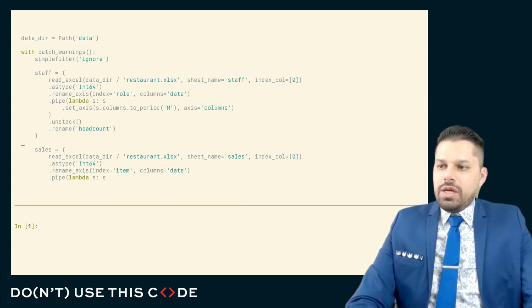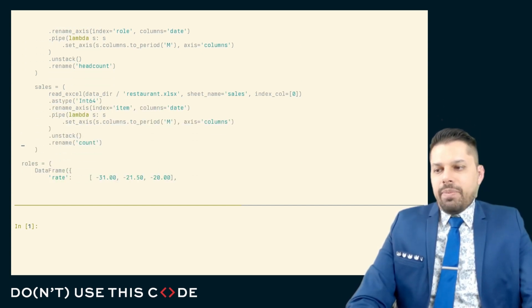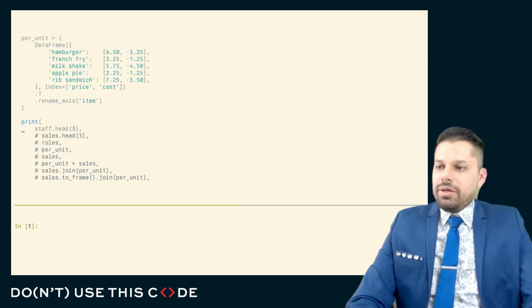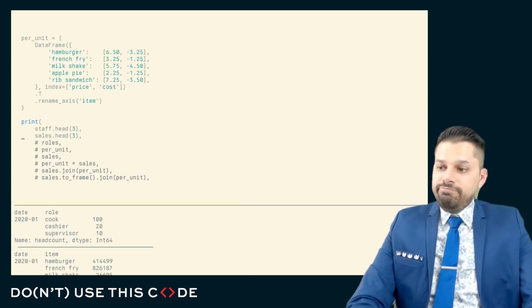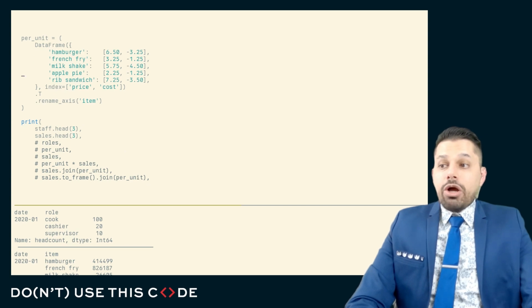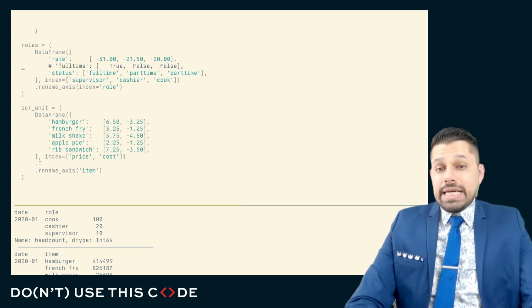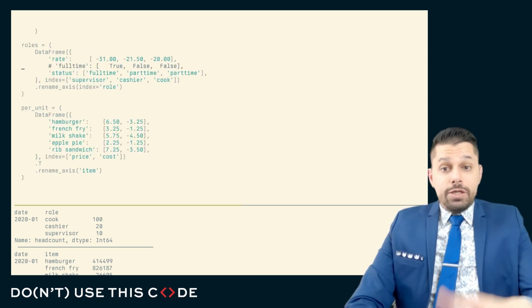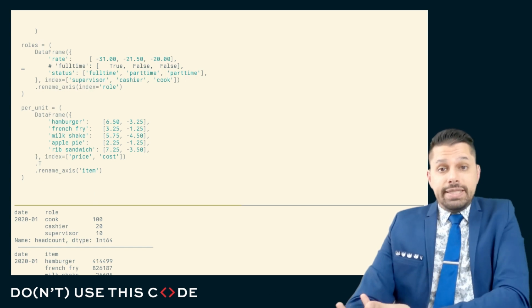I'll unstack this. So I'll have my staffing information and my sales information. And when we look at this data, we can see, that's the staffing information that we have. That's the sales information. I might also hard code some additional information in the script that I'm going to use to analyze this data set.